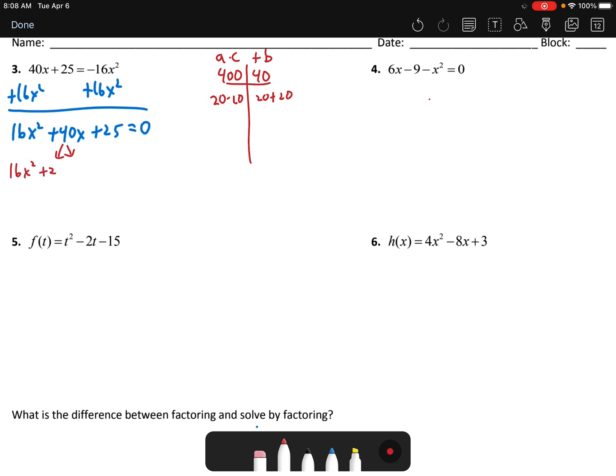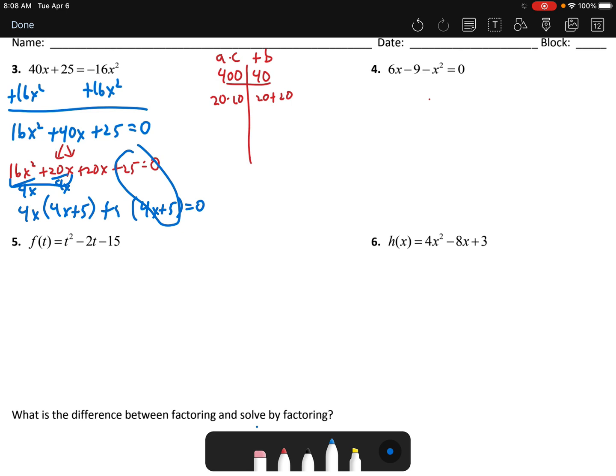So that's going to be 20x plus 20x plus 25 equals 0. Split the middle term. So we're going to take out 4x and 4x. And when we do that, we get 4x plus 5. We immediately write it again, equals 0, of course. Divide these last two, well, that's plus 5, well, what do you know? It's 4x plus 5 times 4x plus 5 equals 0. So we only have to solve for one of these because they're the same. So negative 5/4.